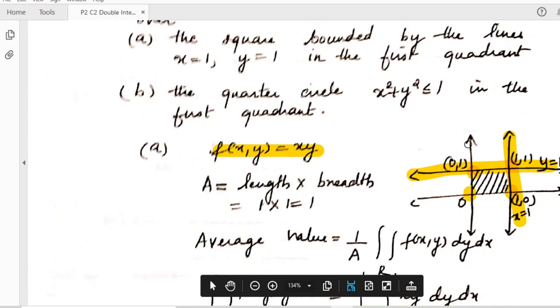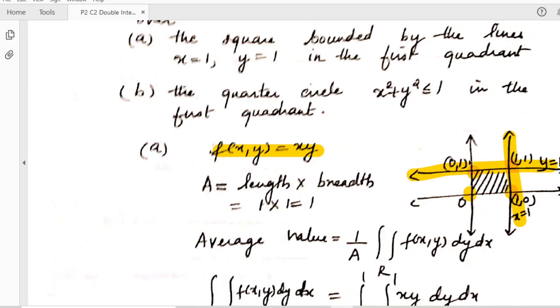Now, what does the first quadrant mean? This is our first quadrant, positive x and positive y axis. So the area bounded by x equal to 1, y equal to 1, and the positive x and positive y axis is this region. So this is our region of integration.